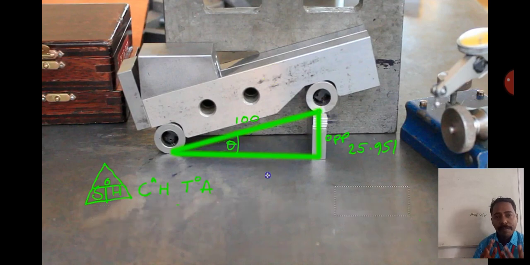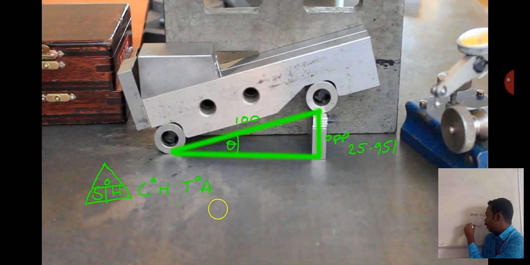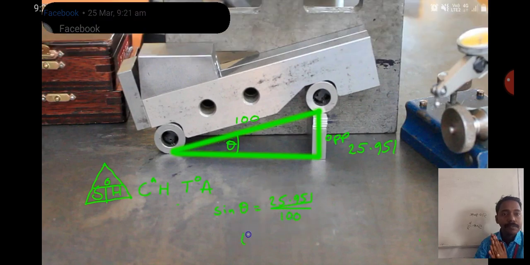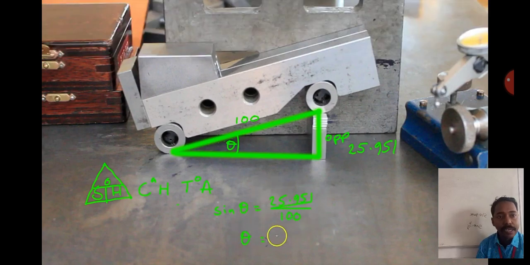Next, the calculation to measure the angle is very easy. That is, sine theta is equal to h divided by L, where h is the height and L is the length between the two rollers. So theta is equal to sine inverse of h by L, and you get the workpiece angle or object angle. So this is a basic instrument.